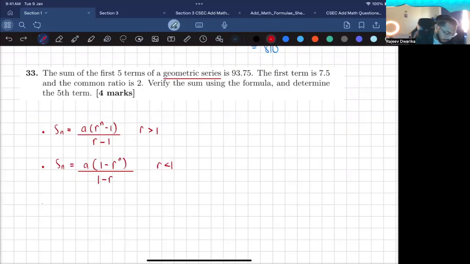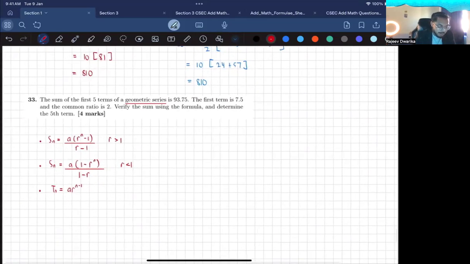So we have these formulas. What are the other formulas we have? To find the nth term, T of n is equal to a times r to the power n minus 1. Awesome. And are they asking us for sum to infinity in this question? No. So we should be good here.